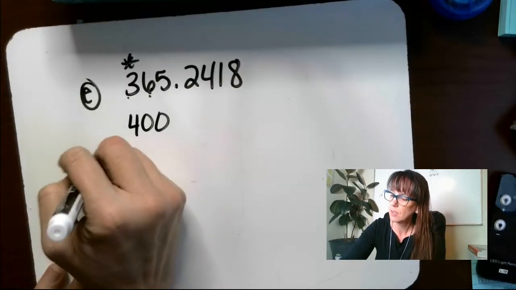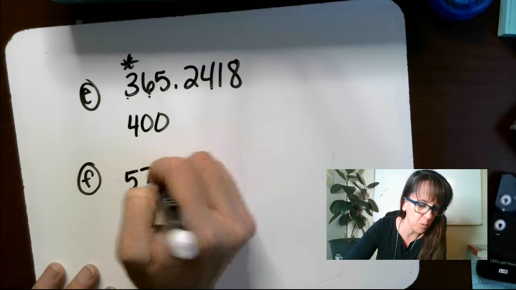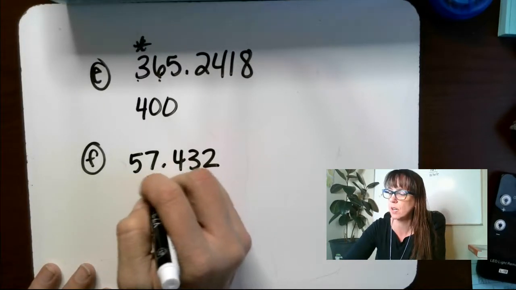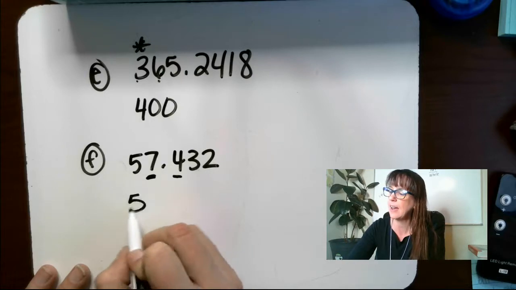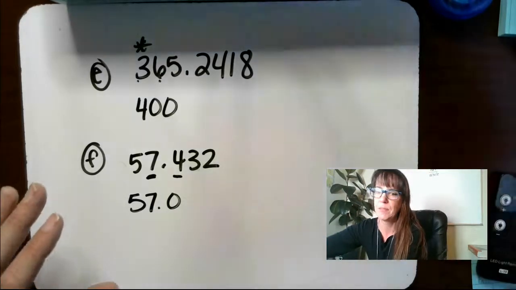400, okay? F, round 57.432 to the nearest whole number. Whole number means our ones column here. This is less than 5, so it's just going to stay at 57. All right, let's look at G.